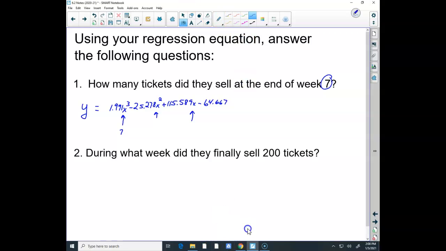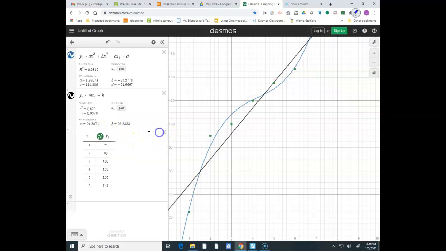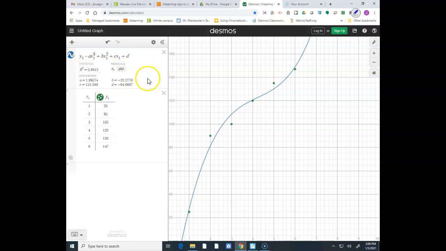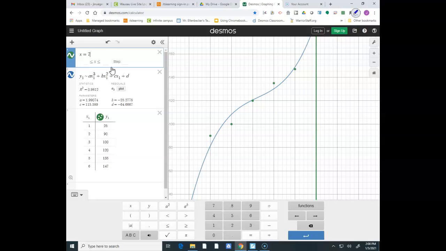So I'm going to grab my Desmos back here again. Because we're using the cubic, I don't want my quadratic one there anymore. I don't want my linear one there anymore. I only want my cubic. And what I'm going to do is enter another expression, and Desmos will graph vertical lines for me. So I'm going to graph, when does x equal week 7? And see how it gives me this vertical line here. It's a pretty sweet deal.